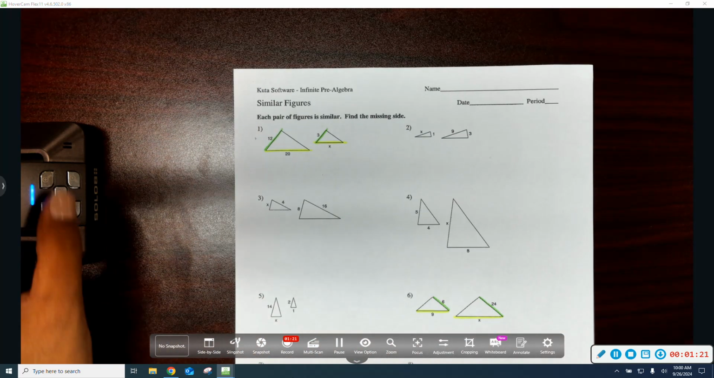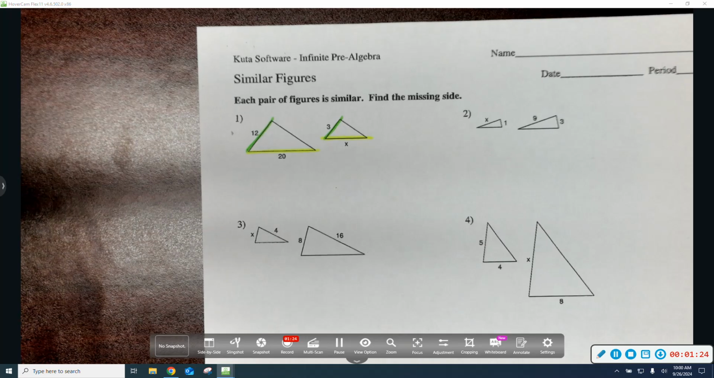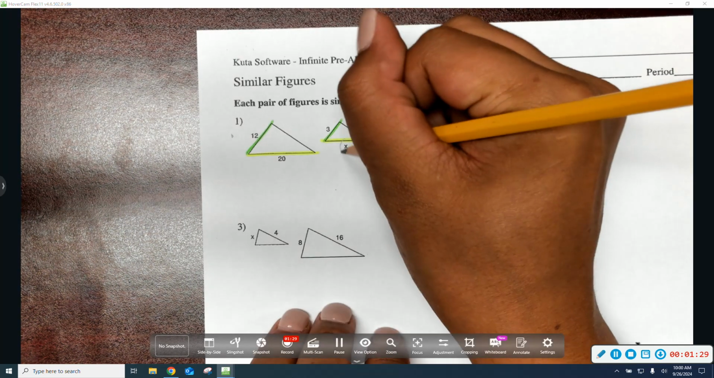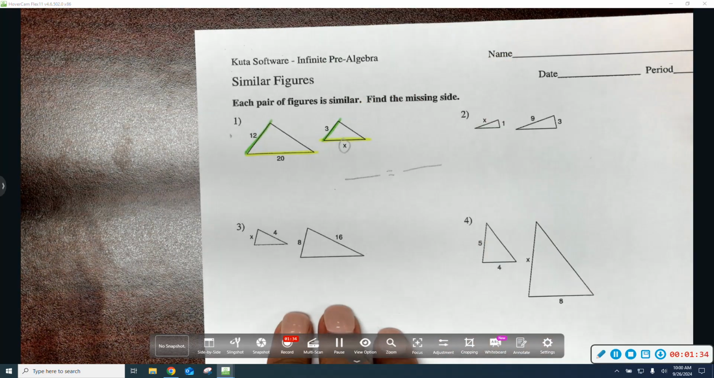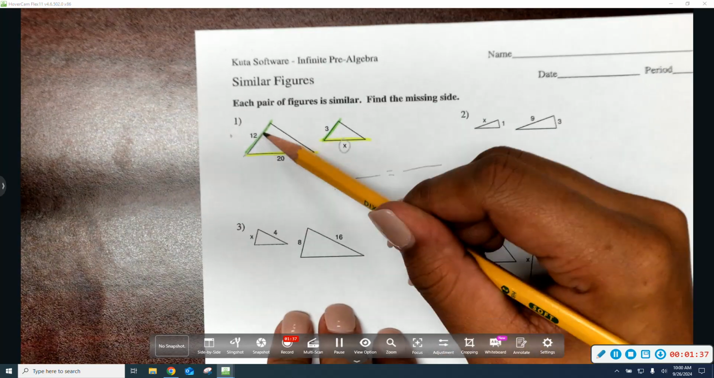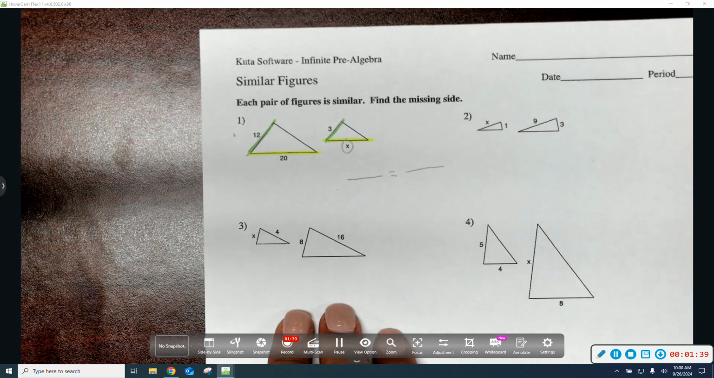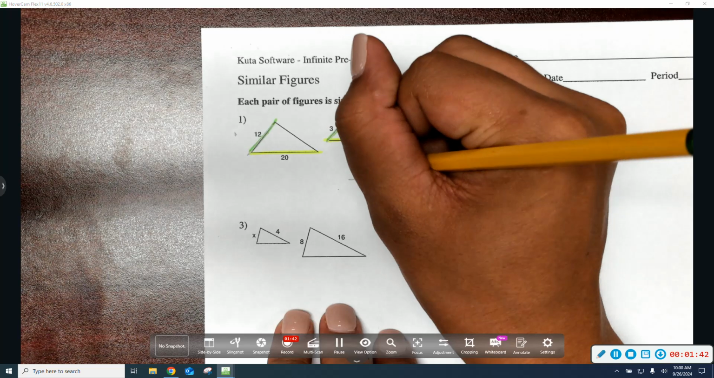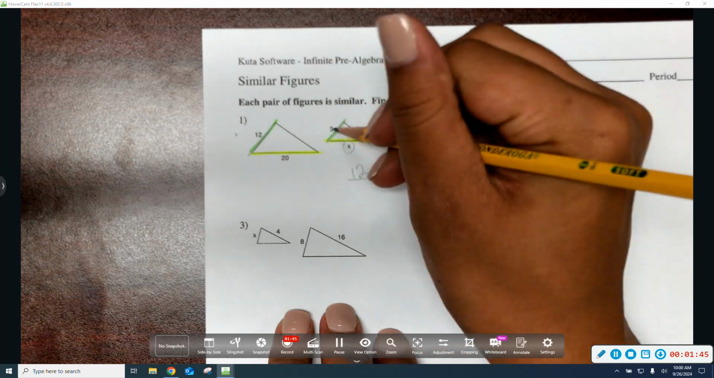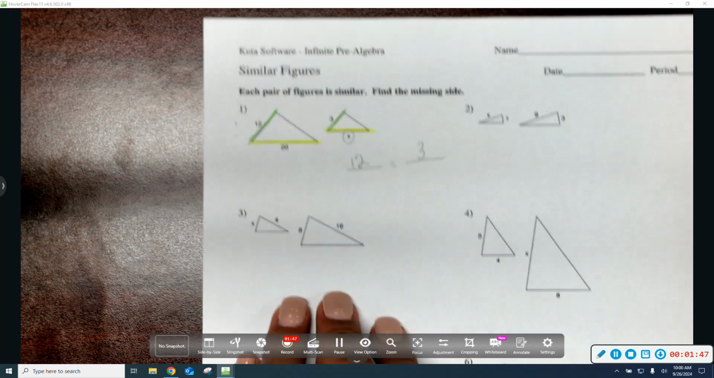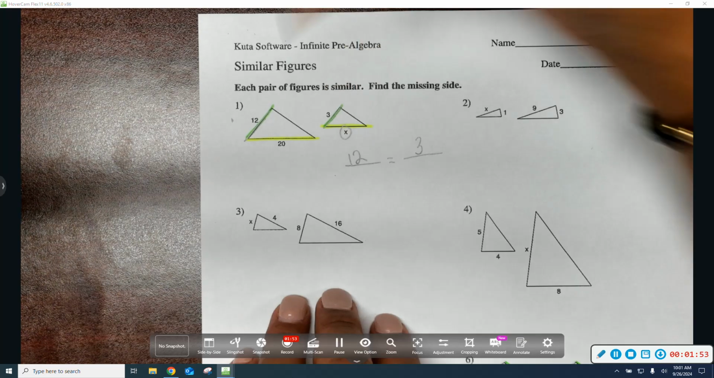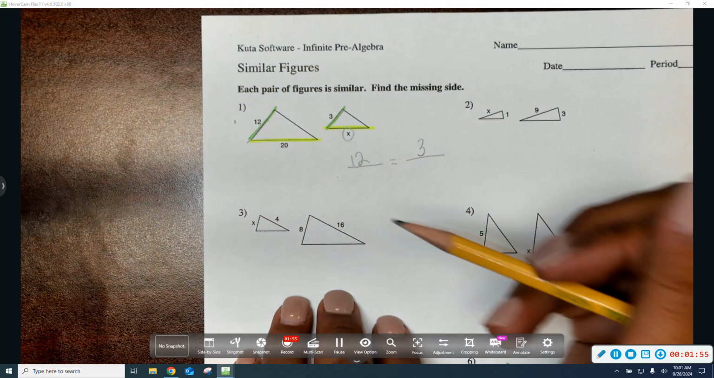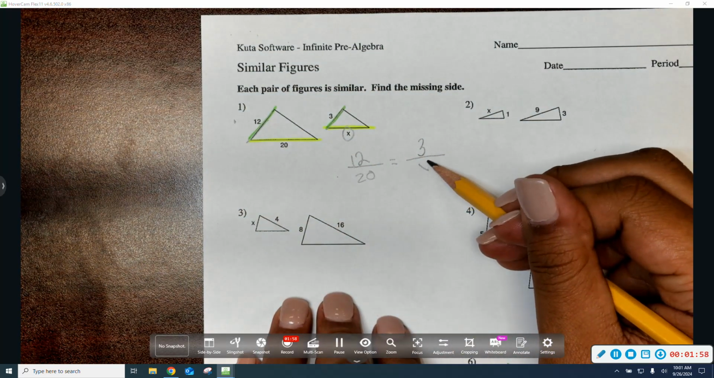So let's take a look at number 1. We have similar figures here. In order to find the missing side, I will set up my proportions. I see that green corresponds with green. So I'm going to write it out. 12 corresponds with 3. That means yellow corresponds with the other yellow. So 20 corresponds with X.